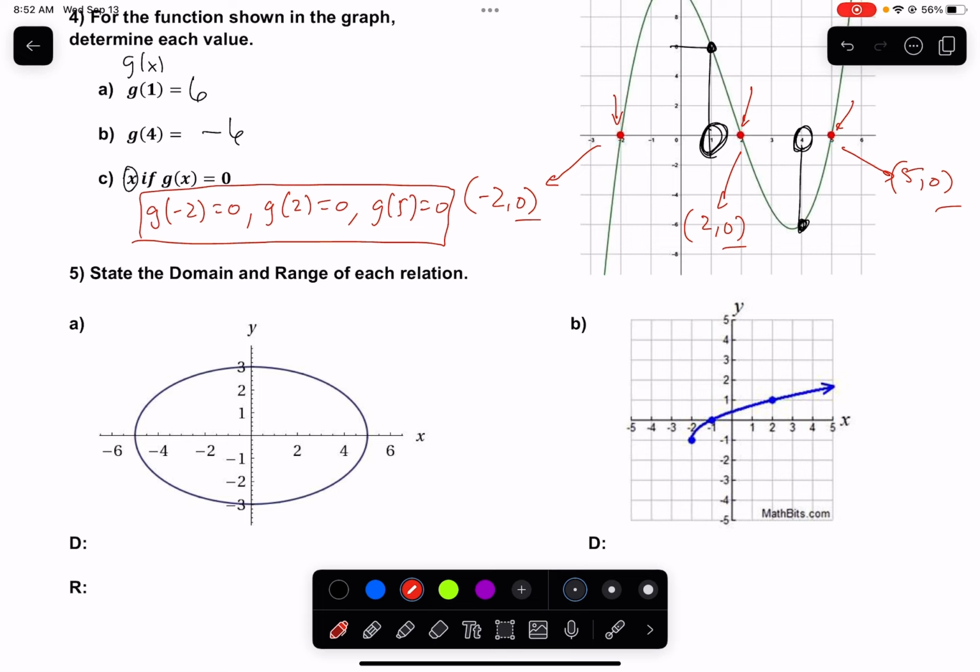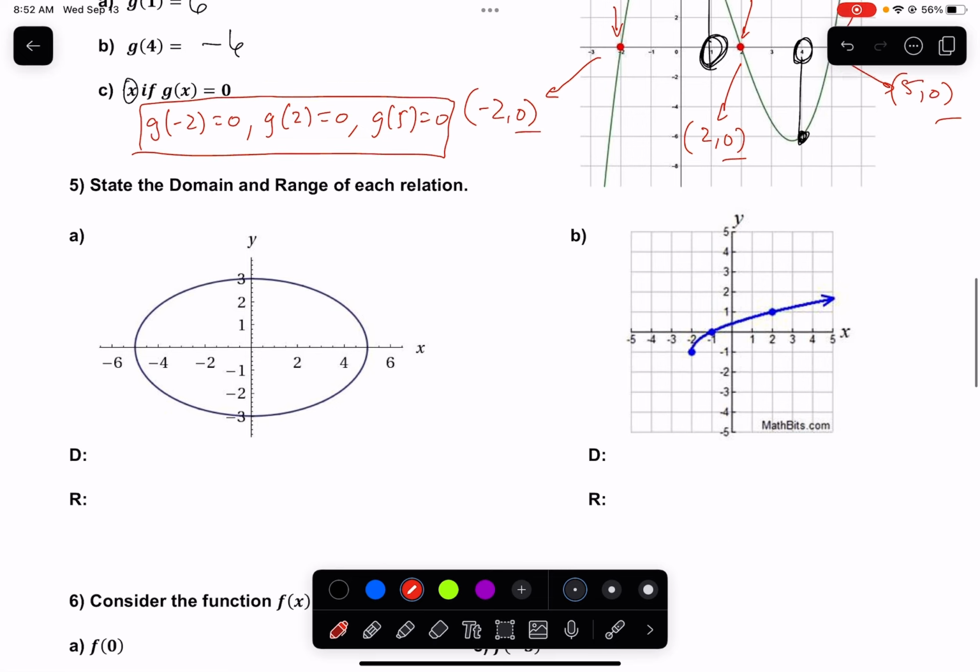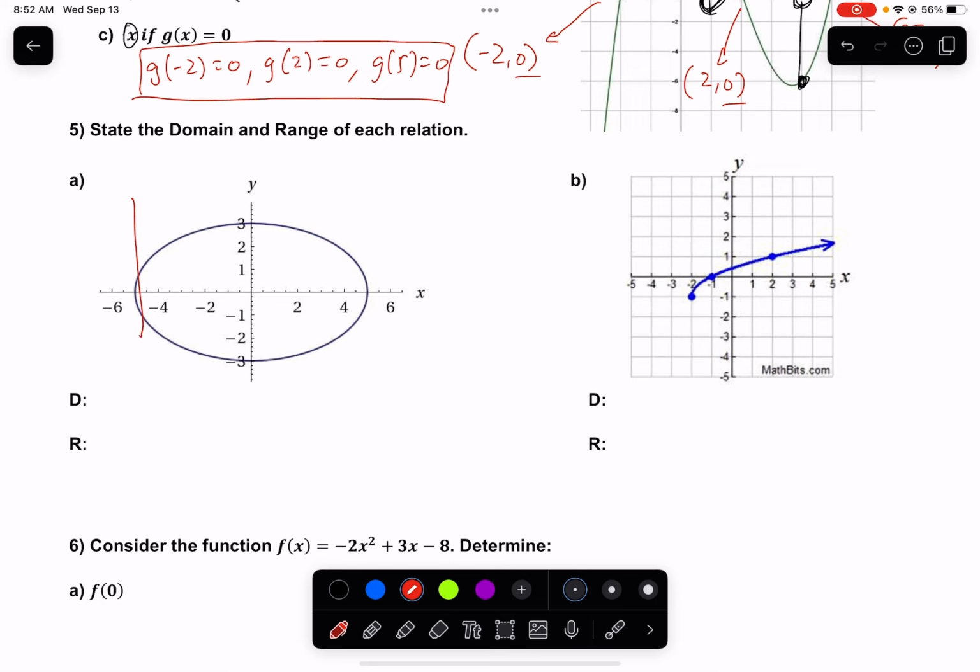Domain and range. Domain represents what? What does domain mean? All the x values. What are the possibilities for the x values? And the range is the possibilities for the y values, right? So we said this is kind of like our circle. Does anybody know what the shape is?